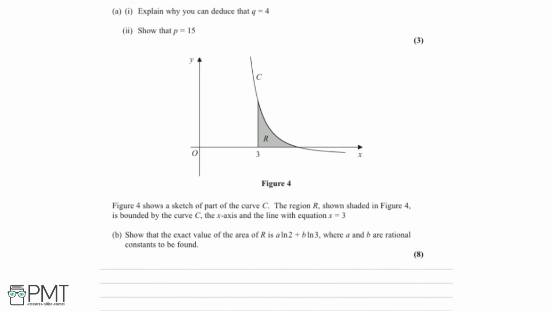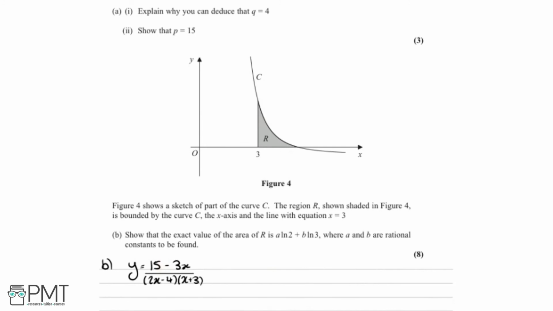The first thing I want to do is work out what this point is, because we're going to integrate between x equals 3, but we need to know our upper limit of integration. What's great is in the previous part we worked out what q and what p equals. So now we can write out the equation of the curve C, replacing p and q with the values that they are. So this is the equation of the curve C, where we've replaced q with 4 and p equals 15.